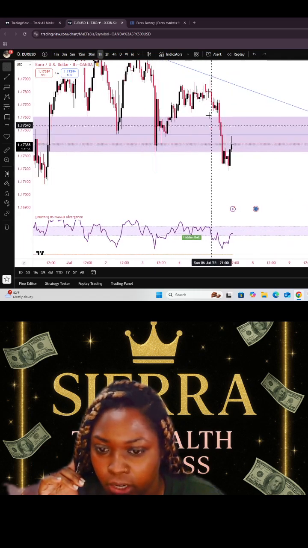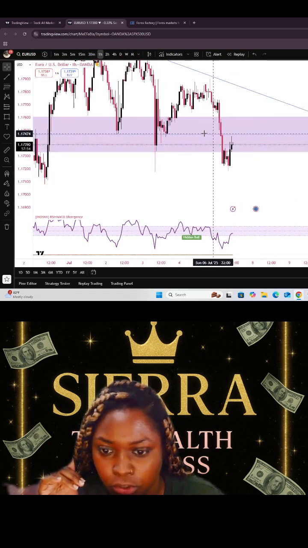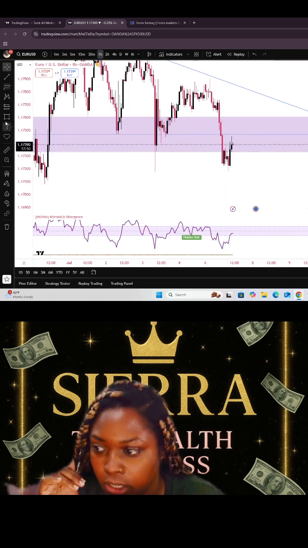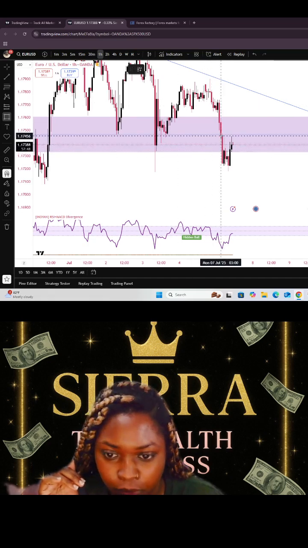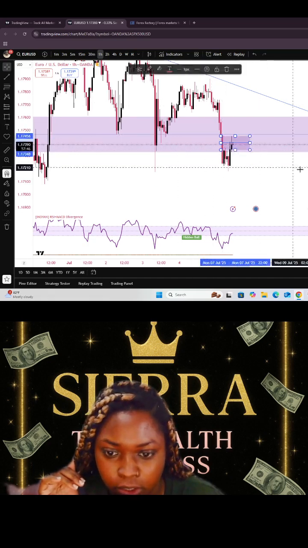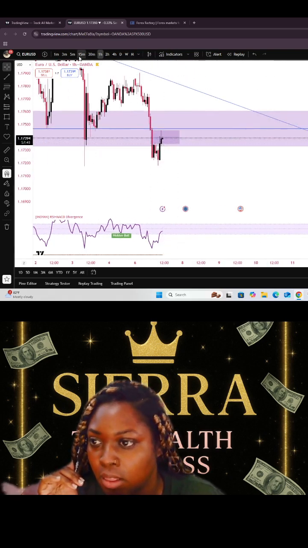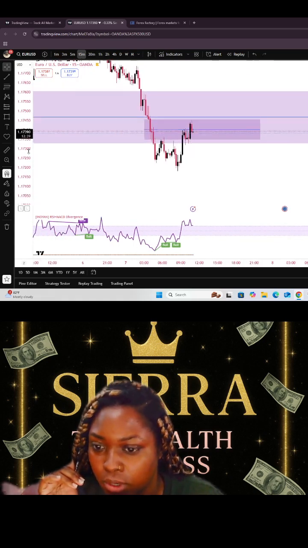EU is underneath our zone here, and then we had another gap here, which it did close underneath 50%. If I put this up here, you see that blue line, it closed underneath 50%. Let's come down and let's see what EU is saying.